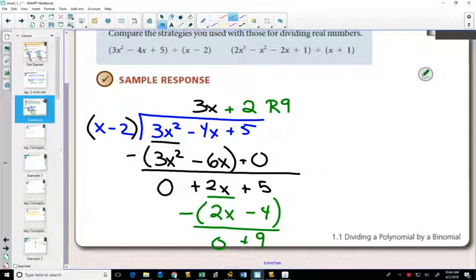Yes? It's a fraction of, like, it's 9 over x minus 2. Yes.